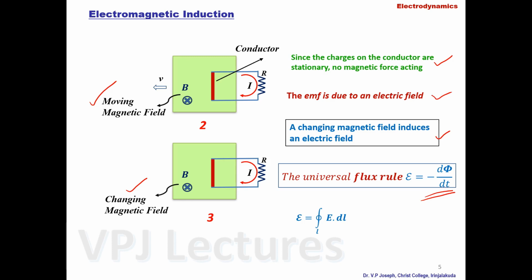Right now, it is due to the presence of an electric field, an electric field produced due to a changing magnetic field. So the electromotive force may be related by an equation like this: E is equal to closed line integral E dot dl. That is a line integral associated with the closed circuit.